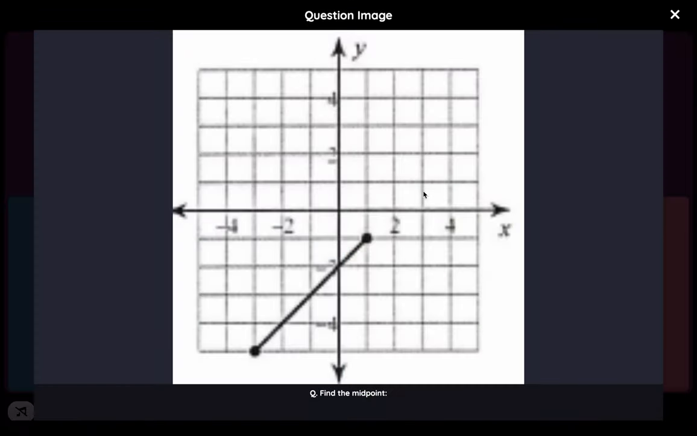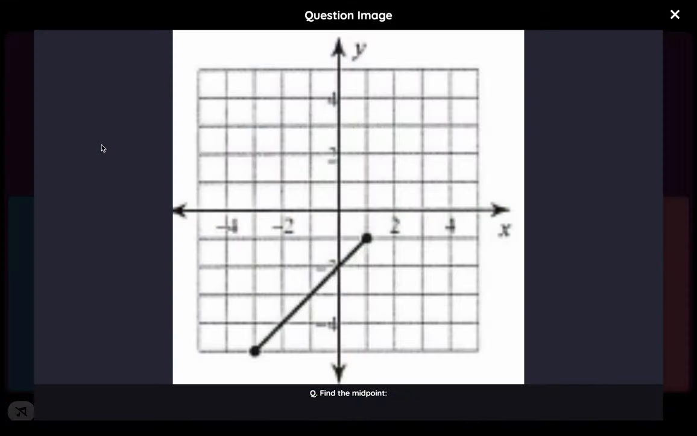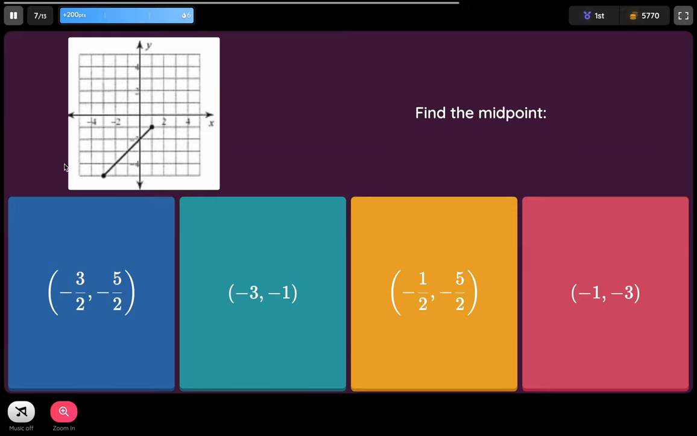Find the midpoint. So this coordinate over here is 1 and negative 1, and this coordinate is negative 3 and negative 5. So 1 plus negative 3 is negative 2 divided by 2, negative 1, and negative 1 plus negative 5 is negative 6 divided by 2 is negative 3.